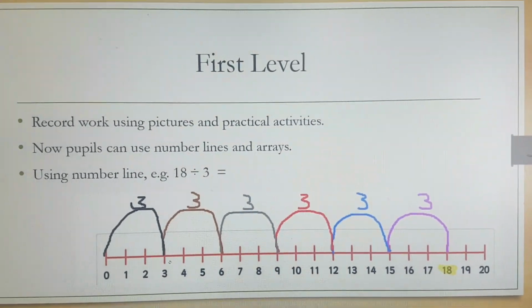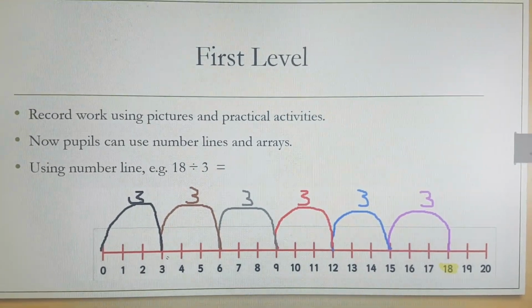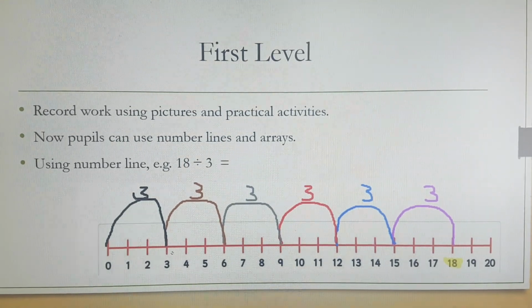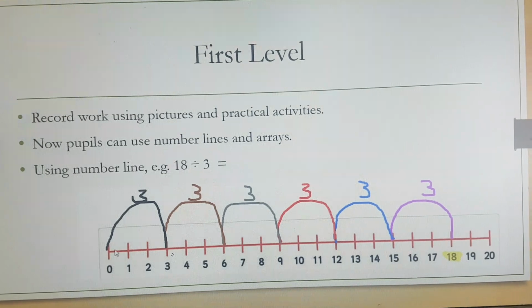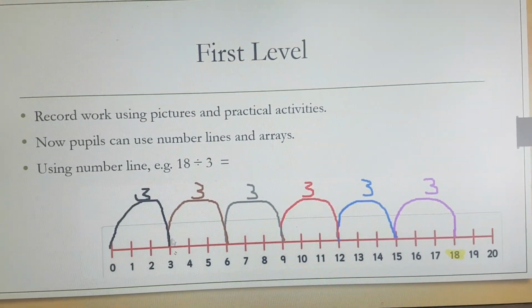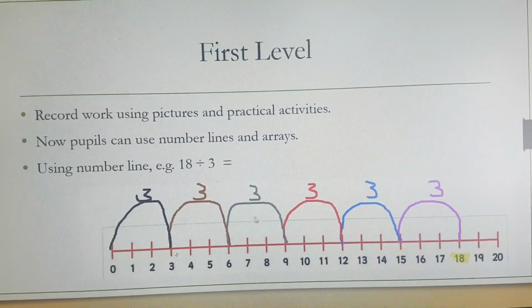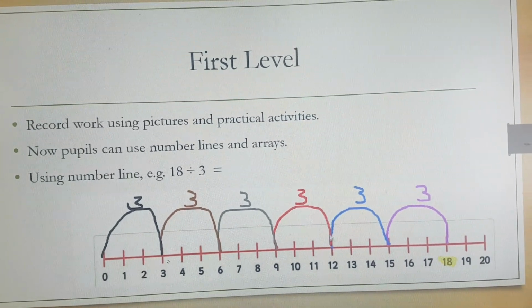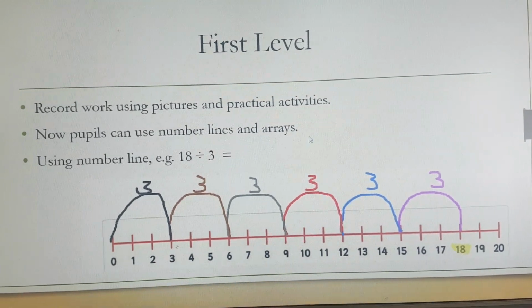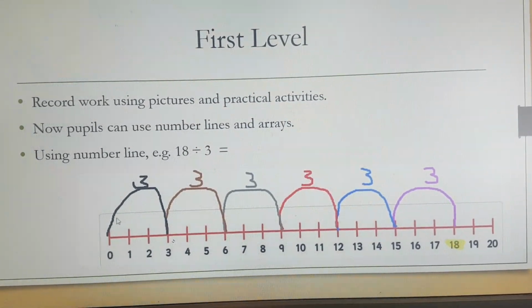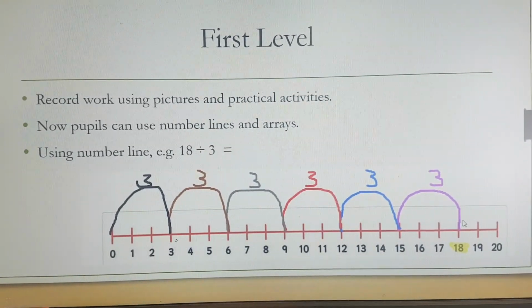We may begin to record work using pictures and practical activities. Here is one example, a number line. 18 divided by 3. We can begin by counting up in jumps of 3. 1, 2, 3. That's 1 jump. 1, 2, 3, 2 jumps, 3 jumps, 4 jumps, 5 jumps, 6 jumps. So we know it takes 6 jumps. That means that there's 6 sets of 3 in 18. The same would be true if we counted backwards from 18.